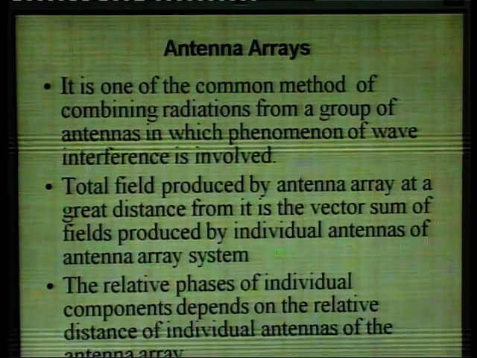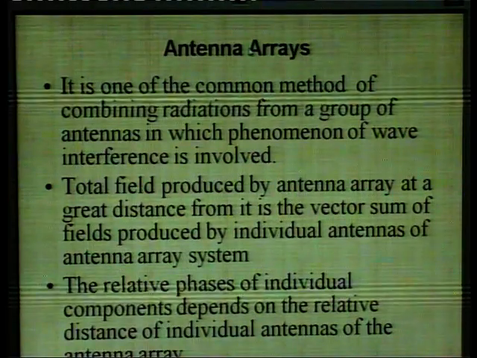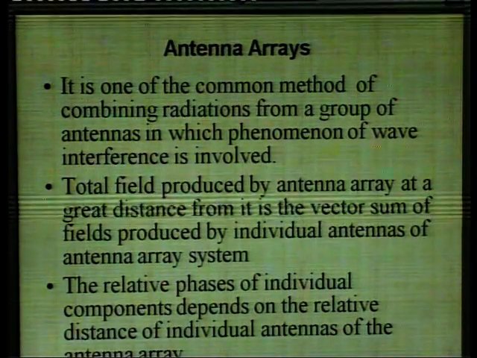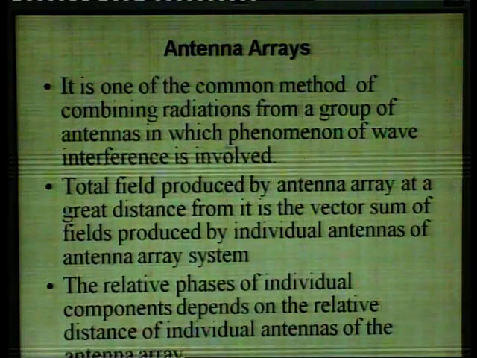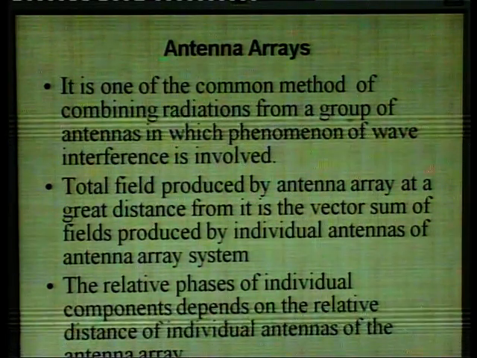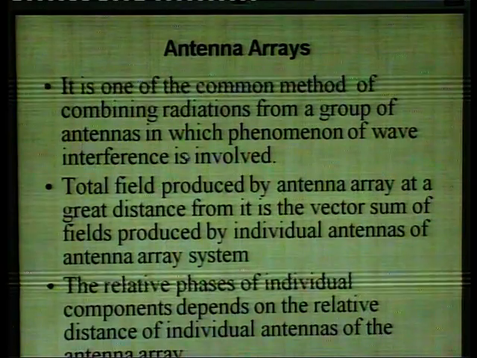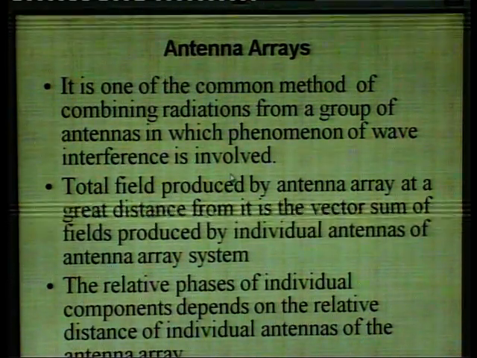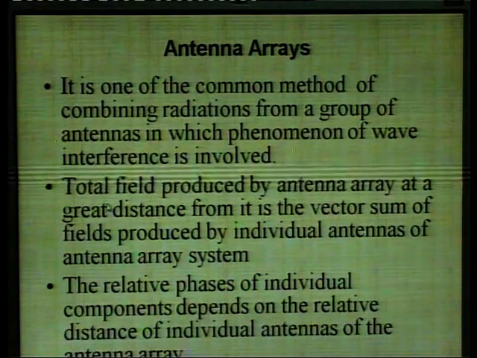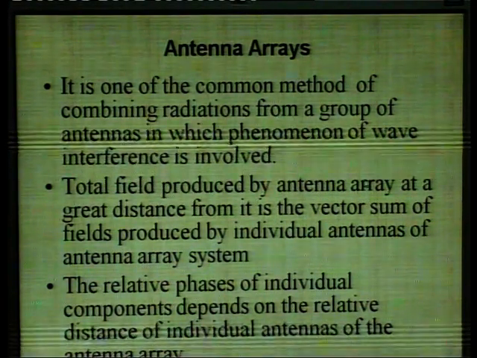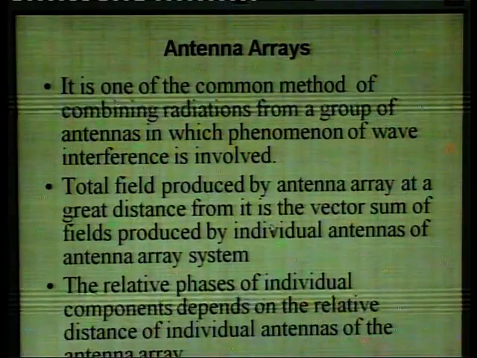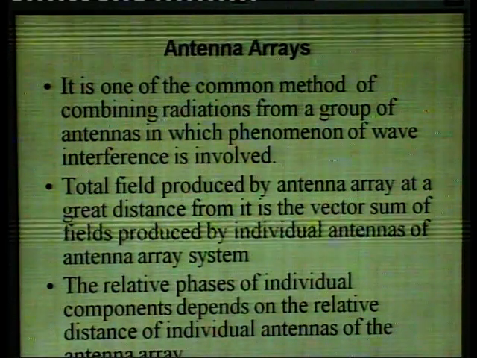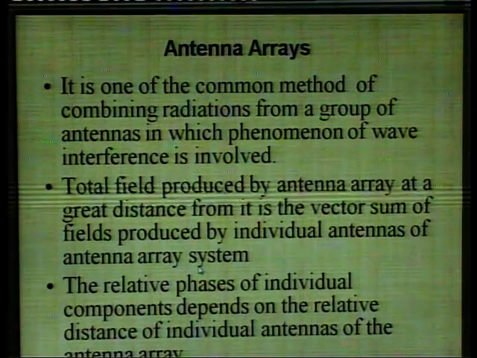Now today's topic is antenna array. Antenna array is one of the common methods of combining the radiations from a group of antennas, in which the phenomenon of wave interference is involved. The total field produced by an antenna array at a great distance from it is the vector sum of the fields produced by the individual antennas of the antenna array system.